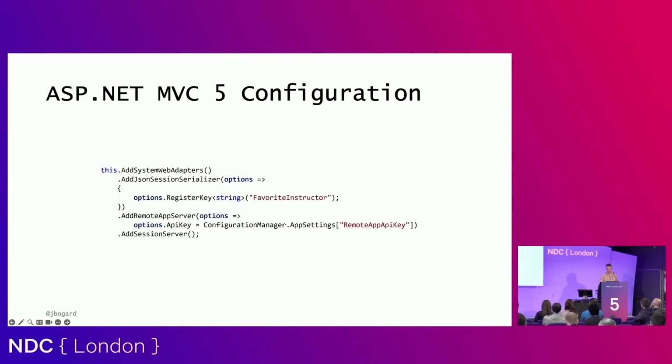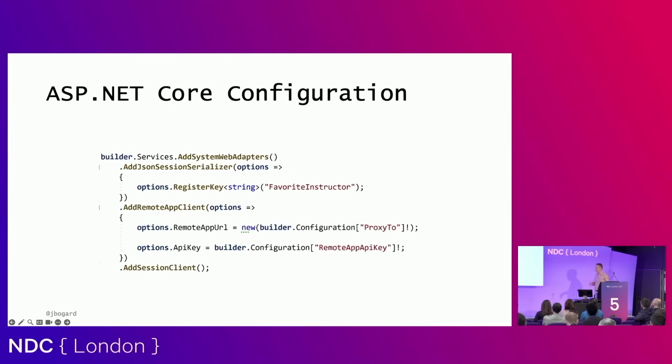On the ASP.NET Core side, it's a very similar kind of thing, where we say add the JSON session serializer, again registering the keys and the types. And then we add the remote app client, saying the remote app URL, this is what it was before, and we have this API key here. And then finally we add the session client.